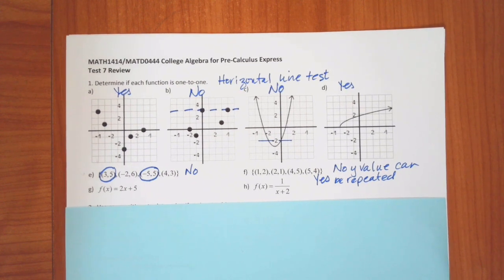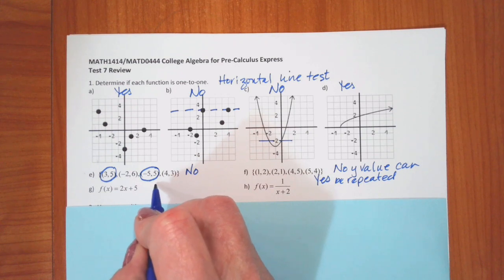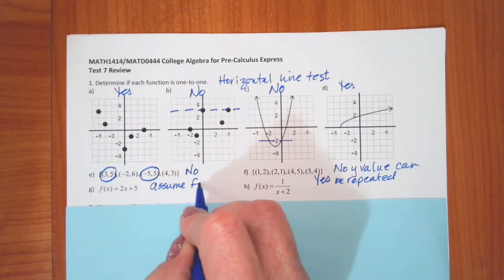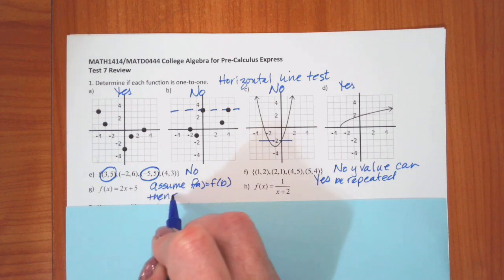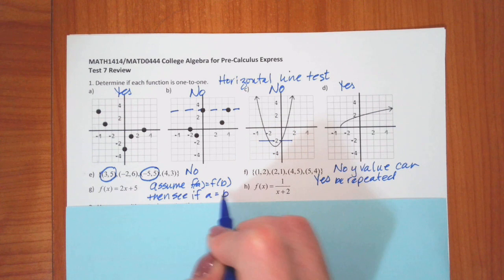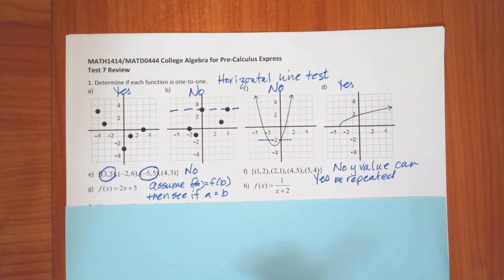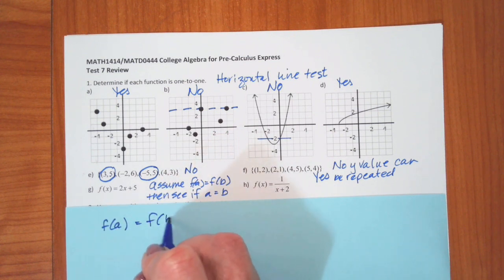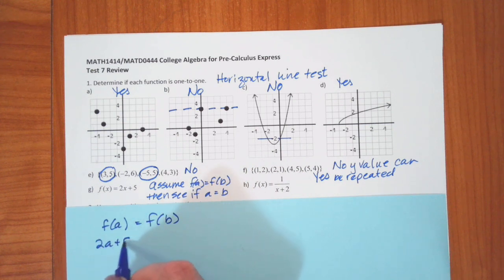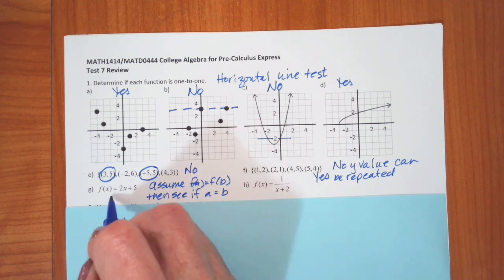Now, if you're looking at a function, what you have to do is assume that f of a equals f of b, and then see if a equals b. That tells you if the y's are the same, then a has to equal b. So if I have f of a, and I want to know if it's equal to f of b, f of a would be 2a plus 5, and I want to know if that's equal to 2b plus 5. If I subtract 5 from both sides, I get 2a equals 2b, and when I divide by 2, I get a equals b, so this is yes.